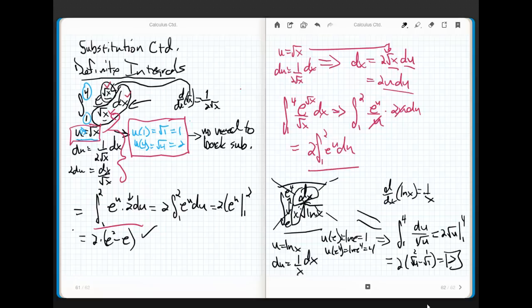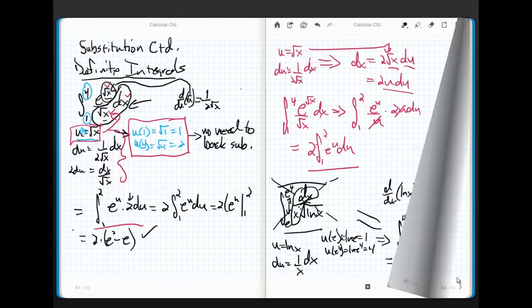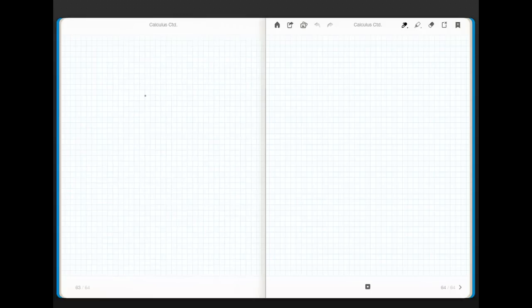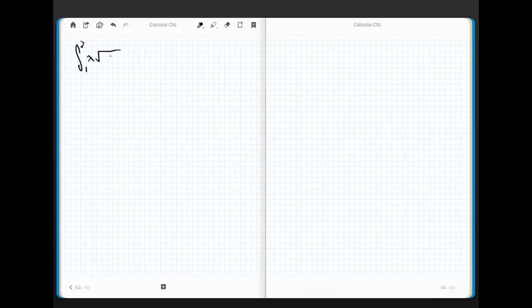Okay? All right. So, fun stuff. These are a hoot. All right? Let's do one more. This one gets a little bit trickier, but it teaches a really good skill. Watch this. We're going to go the integral from 1 to 2 of x times the square root of x minus 1 dx.